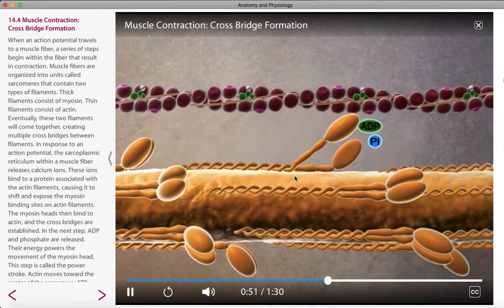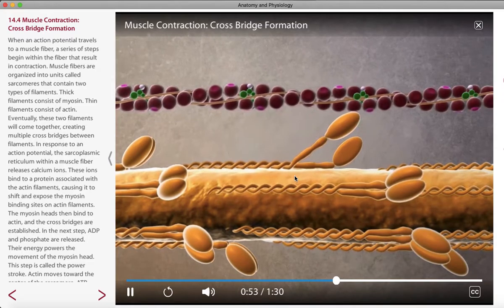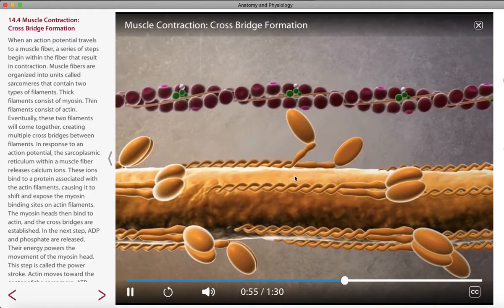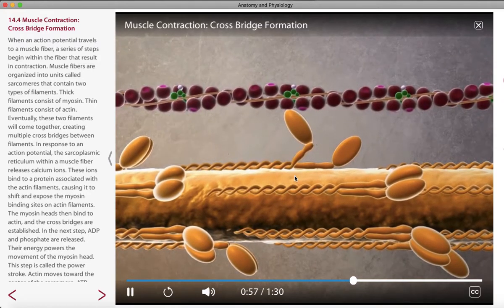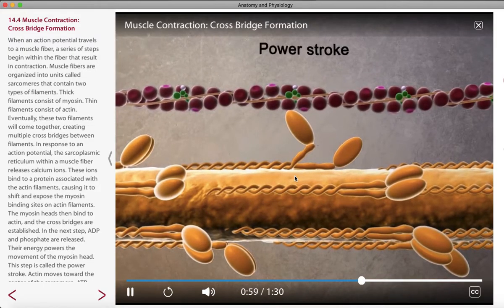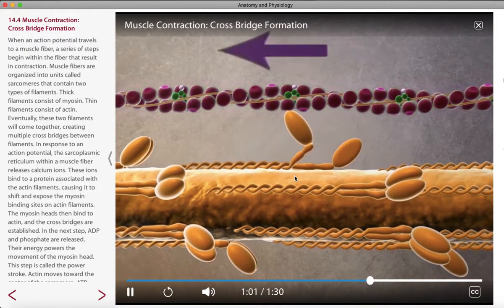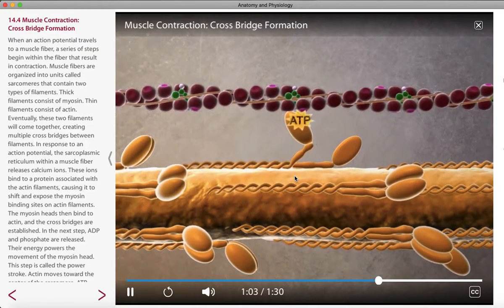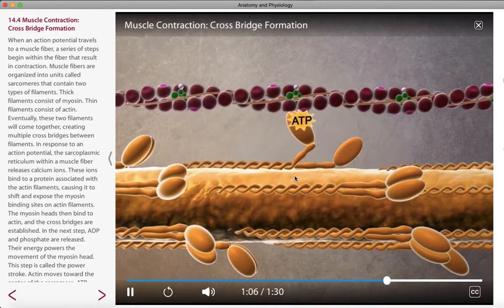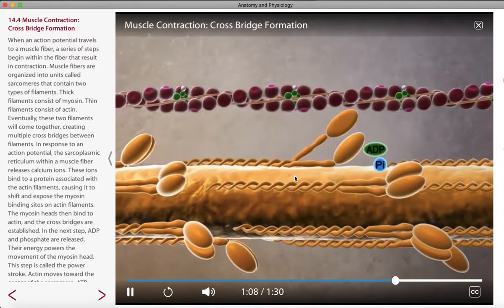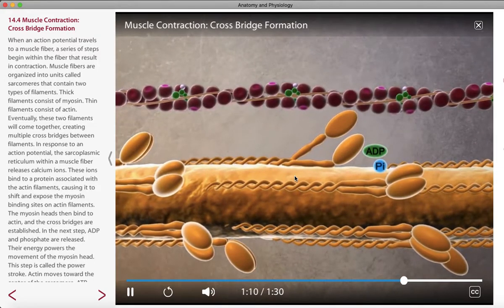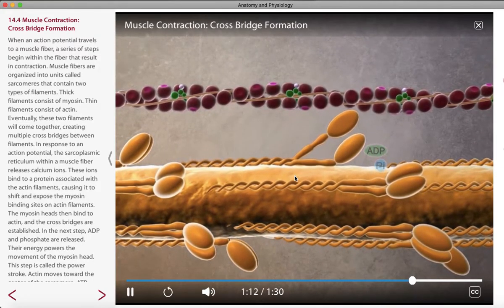In the next step, ADP and phosphate are released. Their energy powers the movement of the myosin head. This step is called the power stroke. Actin moves toward the center of the sarcomere. ATP then binds again to myosin, and it detaches from actin. ATP breaks down into ADP and phosphate, and the myosin head cocks back.